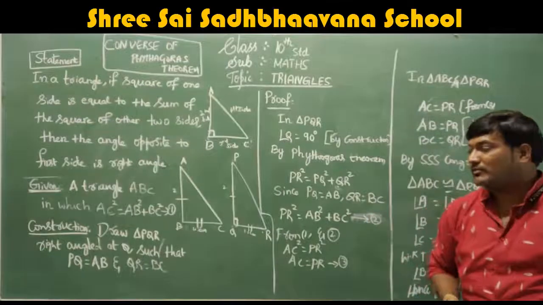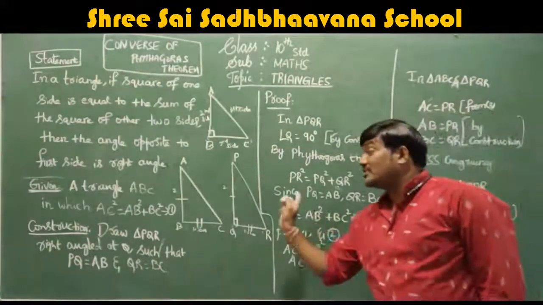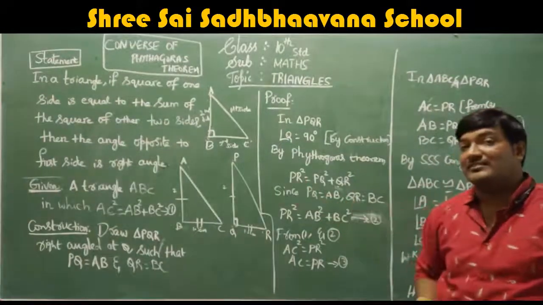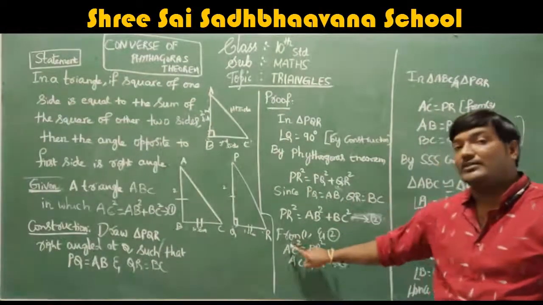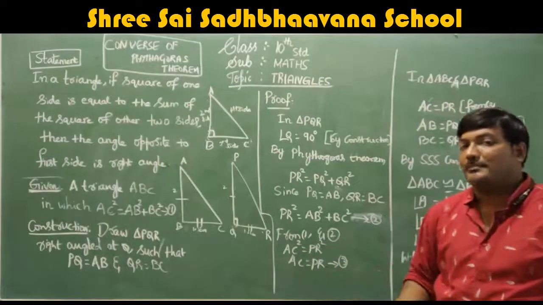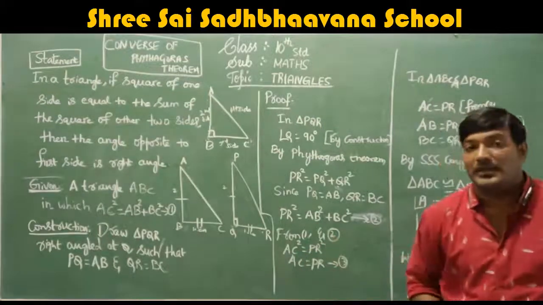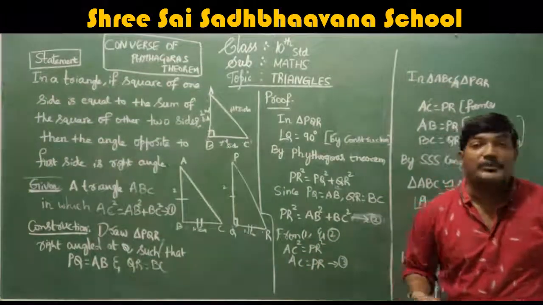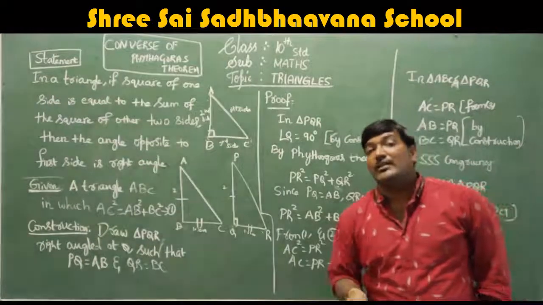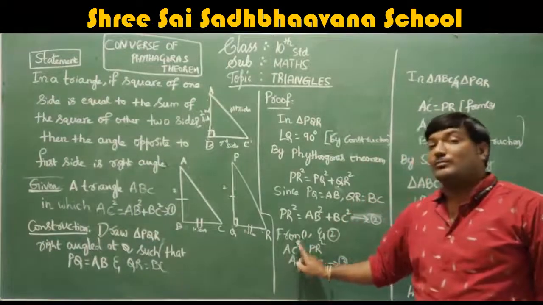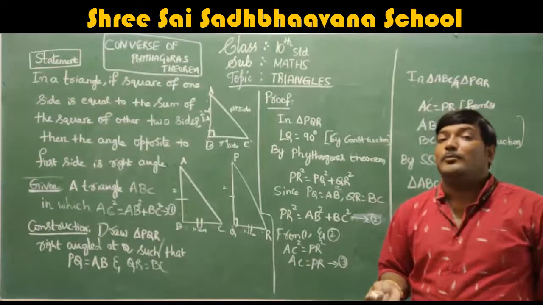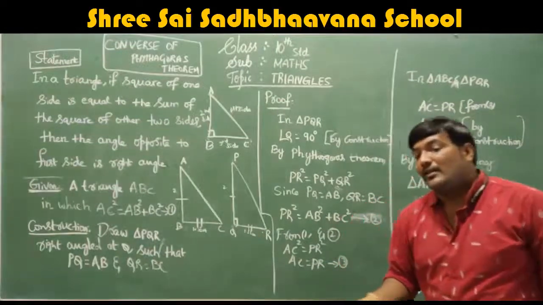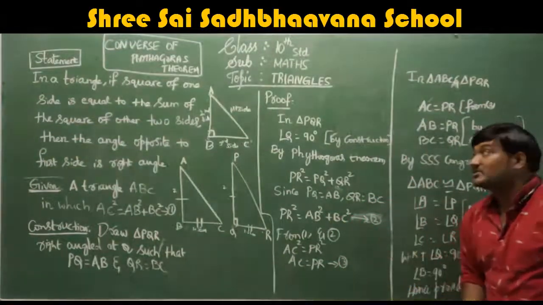From equation 1 and 2, you observe the RHS of both the equations is the same. When RHS of both the equations are the same, we can easily equate the LHS. Because if RHS are the same, then LHS should be equal. So, AC square is equal to PR square. In this case, you see both the sides' exponents are equal. As you might have studied in the 7th or 8th standard, if in any equation both the sides' exponents are equal, then obviously we can equate the bases. So AC is equal to PR. That you take as equation 3.